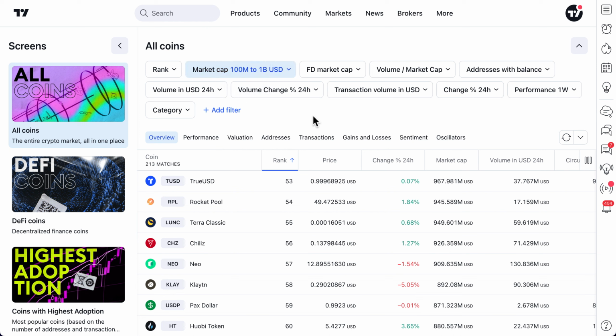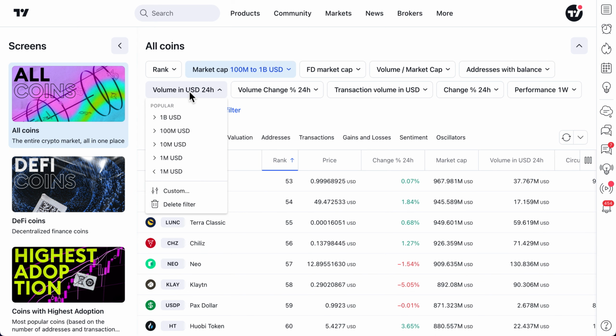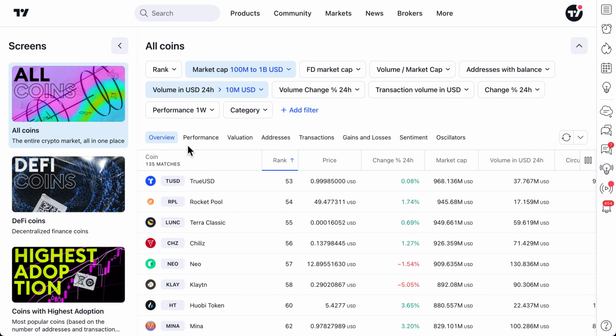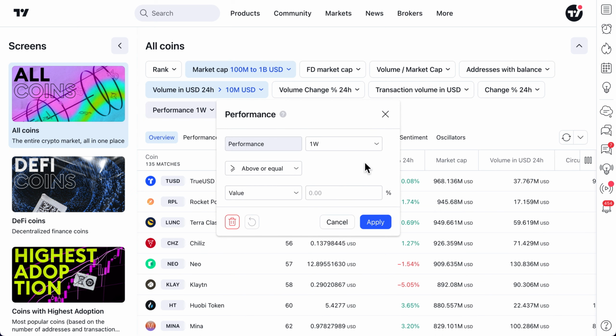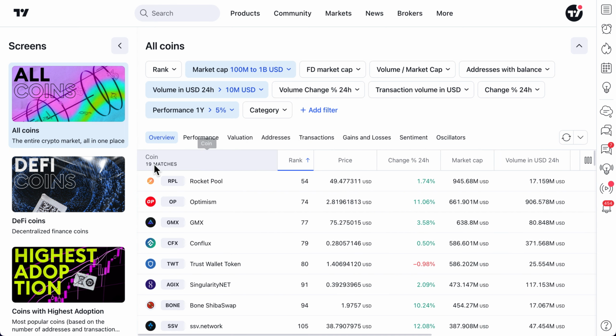And you're probably already seeing now where this can go. You can do things like volume in USD. And we'll make an update there. Now we've narrowed it down to 135 matches. And of course, now we could say performance over the last year is above. And why don't we do 5%? Because it was a huge bear market. Was anything up 5% in the last year? There are only 19 matches.